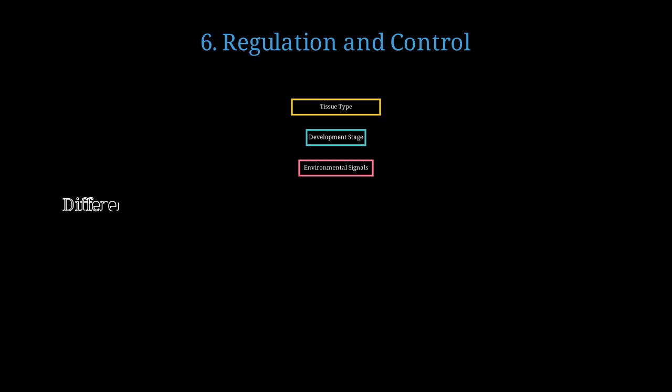Alternative splicing is tightly regulated in cells. Alternative splicing is regulated by tissue type, developmental stage, and environmental signals, allowing cells to produce the right proteins at the right time. Different tissues in the body use distinct splicing patterns to create specialized protein variants suited to their functions. Let's look at a real example of alternative splicing in action.